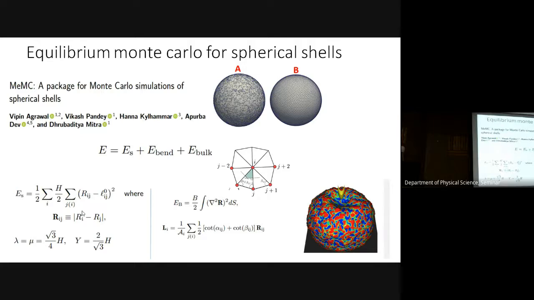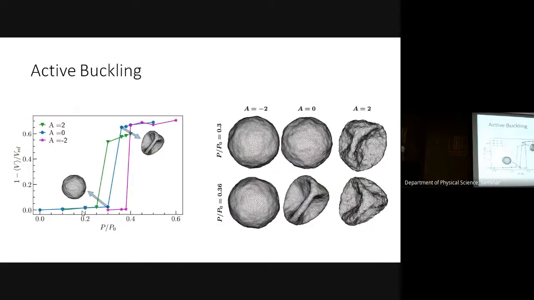This part of it has to do with the equilibrium Monte Carlo of spherical shells. We wrote a paper in the Journal of Open Source Software or something like that. You can write your code and put it there, and this is now open source and anyone can use it. But I have no time to discuss this Monte Carlo, so I will skip over that. If anyone is curious, I can talk about it later. If you want to use the code, I am overjoyed.